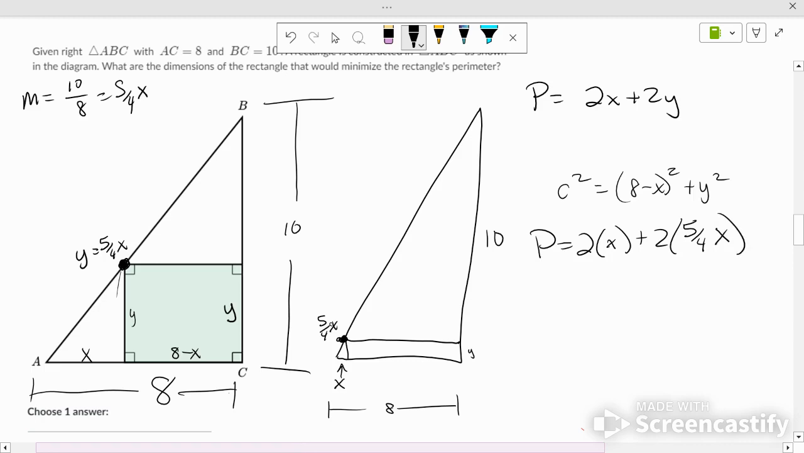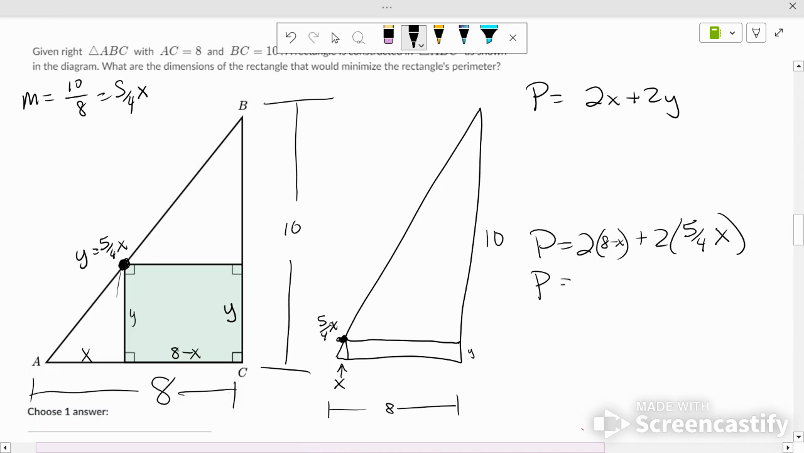Okay? Now, the perimeter is not 2x, Mr. Bierschbach, you idiot.